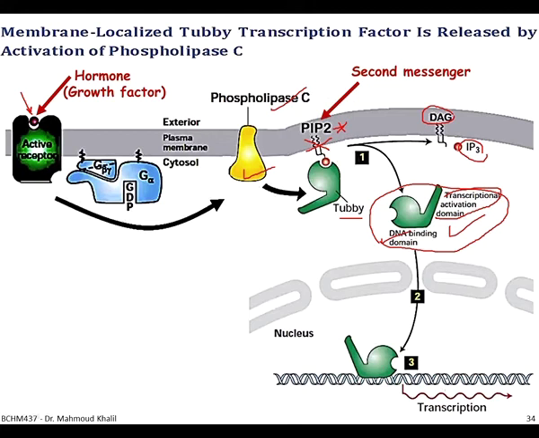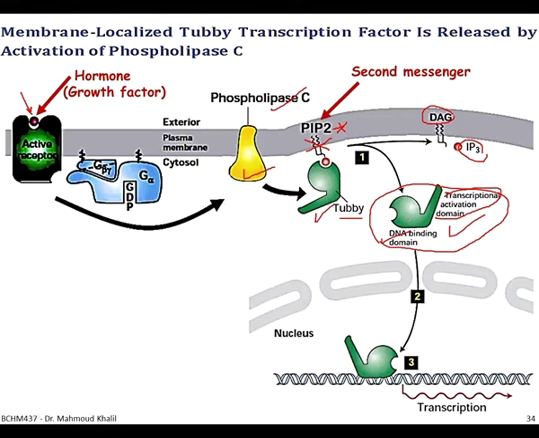So in this example, we described how the effect of a hormone that can bind to the plasma membrane surface leads to the activation of an effector molecule, which is phospholipase C. This phospholipase C will break down PIP2. This breakage of the PIP2 will release the TAPI protein into the cytoplasm.